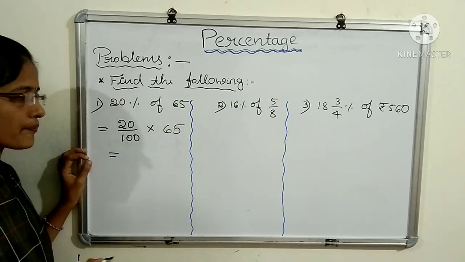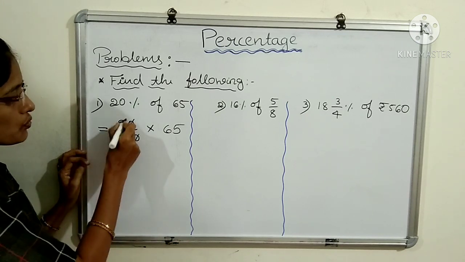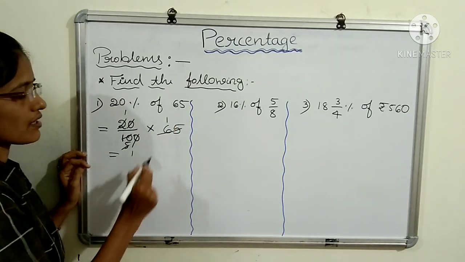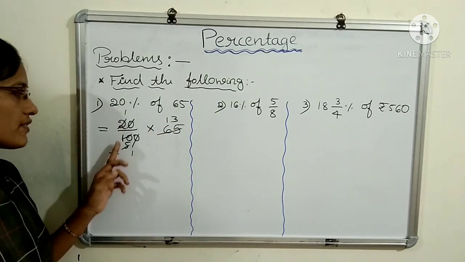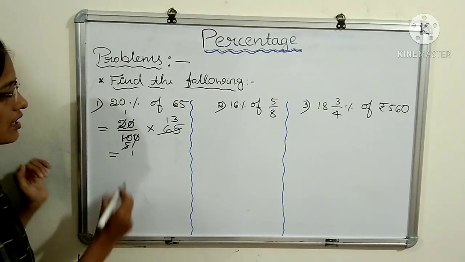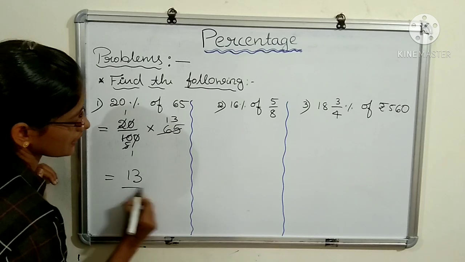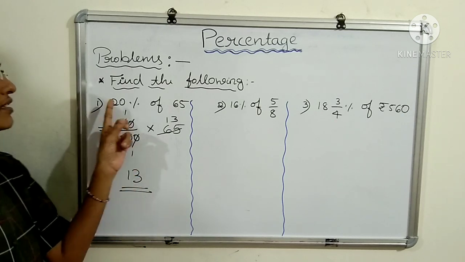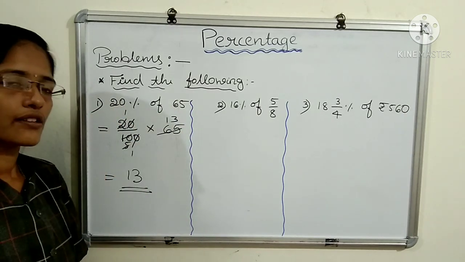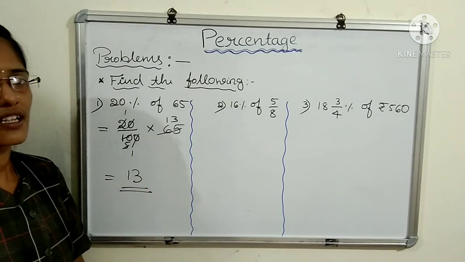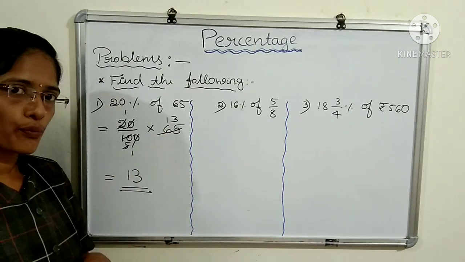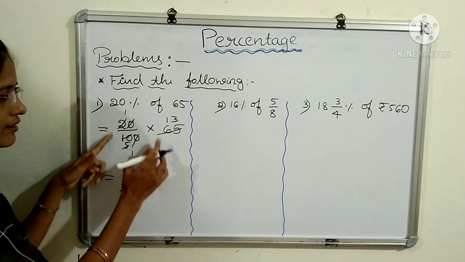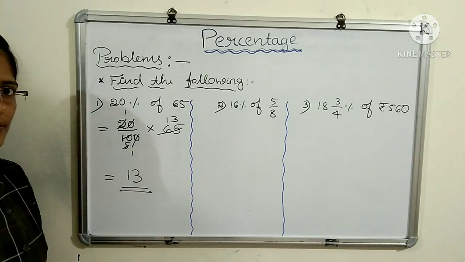Now simplification. Here 0 0 cancelled. 2 ones are 2, 5 ones are 5, 5 threes are 15, 5 13s are 65. Answer how much? It is 13. See, 20% of 65 is 13. For example, here 20% of rupees 65. Someone can say to you that out of 65 rupees, you give 20% to your friend. That time what you have to do? You have to calculate in this way and find out the answer.